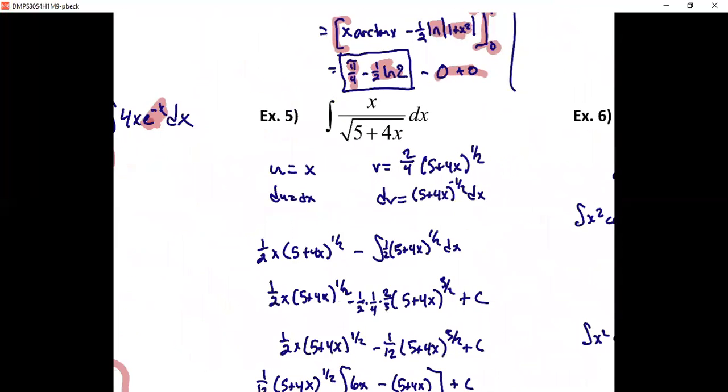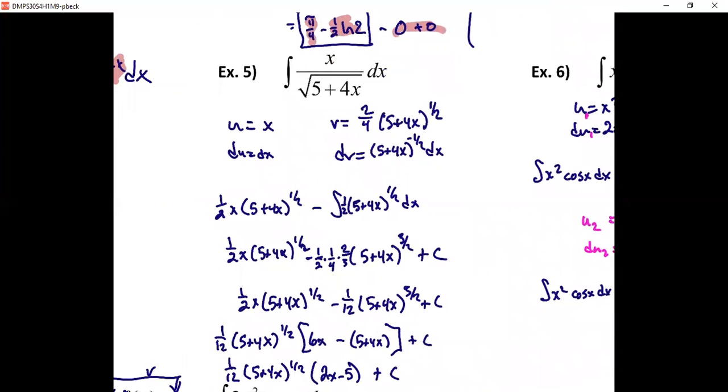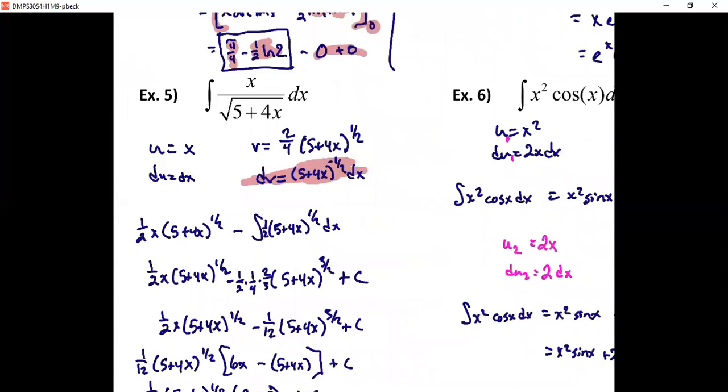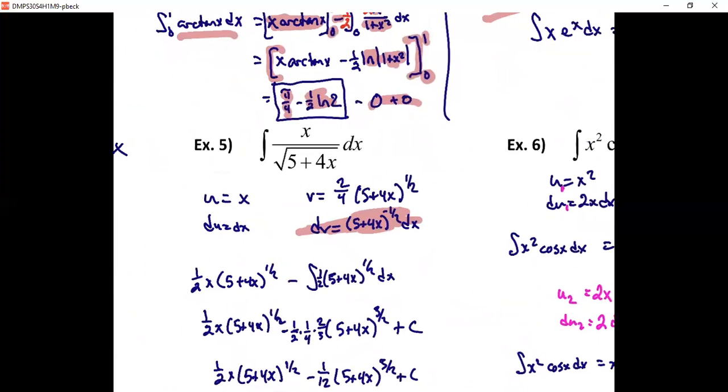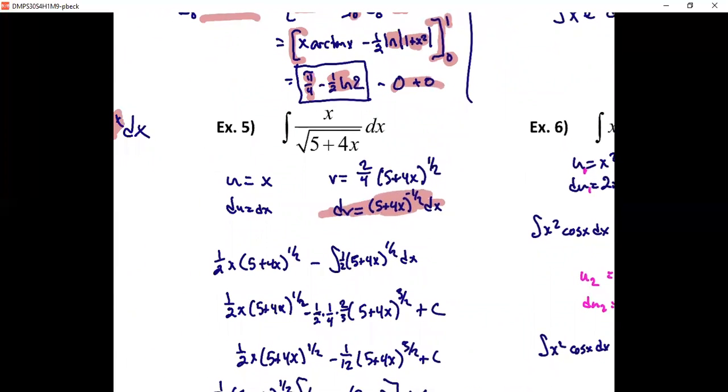So on to example number 5. Once again, now we're mixing a polynomial and we're mixing a radical function. That radical function is 5 plus 4x to the negative 1/2 power. Now, if I differentiate or I integrate it, it's not going to go away. Kind of like what I said about whether it's e to the x or sine of x or cosine of x. If it doesn't go away, it's not a very, very good candidate for it being u. So I set u equal to x, so when I differentiate it, it's just dx.